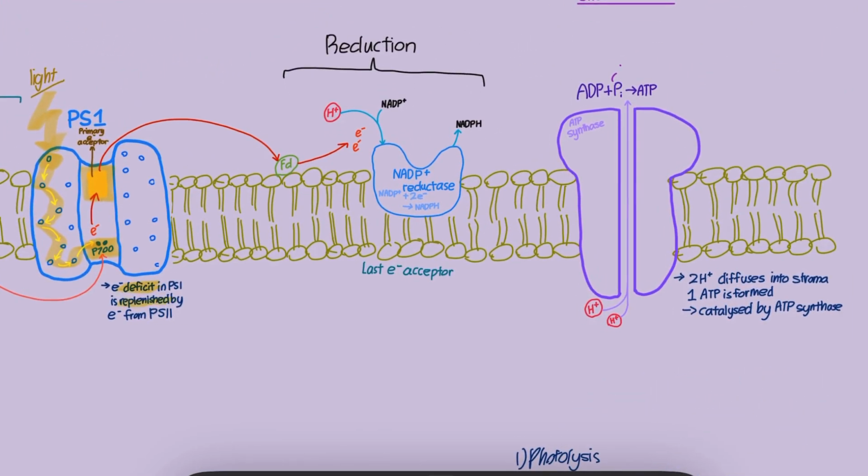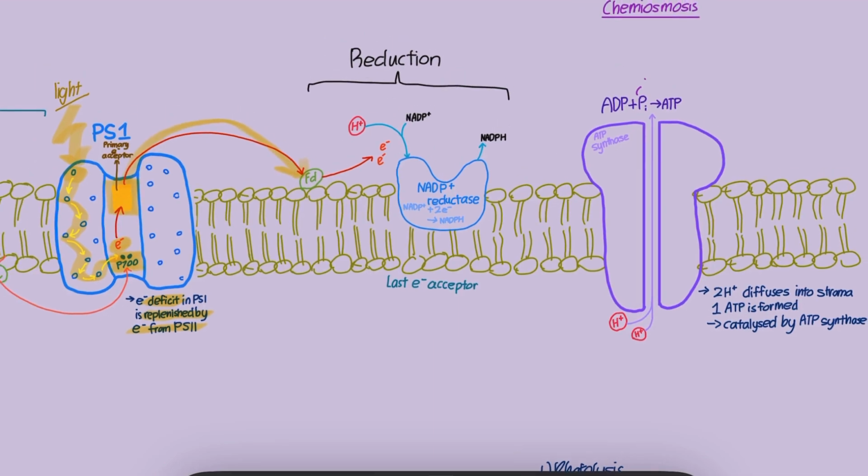This electron deficit of PS1 is then replenished by the electron that came from PS2. Now that the electron deficit in P700 is replenished, the newly photoexcited electron from PS1 will move down the second electron transport chain, where it is transferred to an electron carrier called ferredoxin.